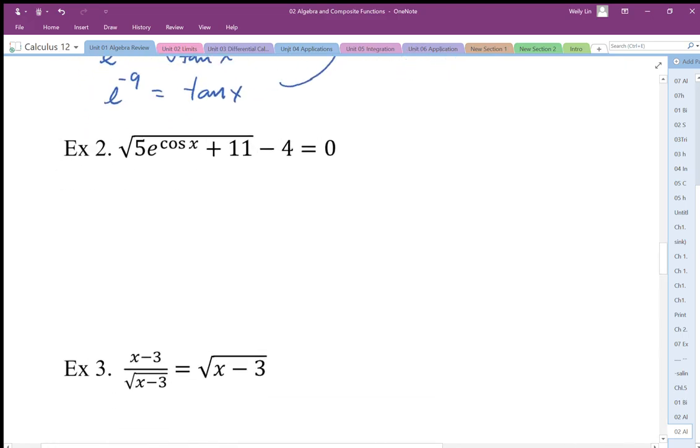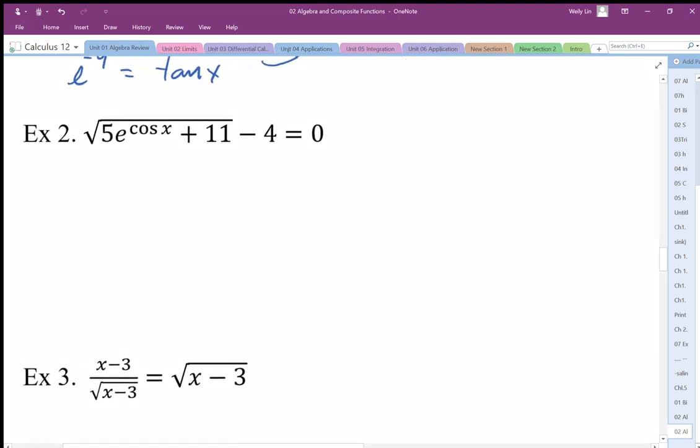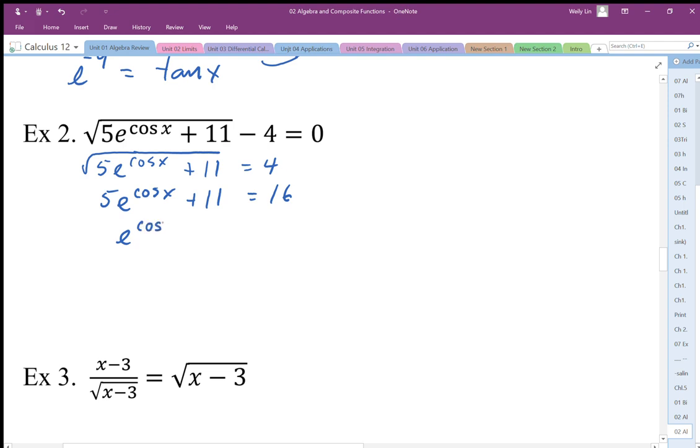Okay, so here I'm going to start with getting rid of the minus with a plus. So I end up with square root of 5 e to the cos x plus 11 equals 4. I'm going to square both sides to get rid of the square root. Okay, we're going to get rid of the plus 11 with the minus 11. So I'm going to do minus 11 and divide in the same step here. So I'm going to do 2 steps at once. At some point, we do need to start compressing steps.